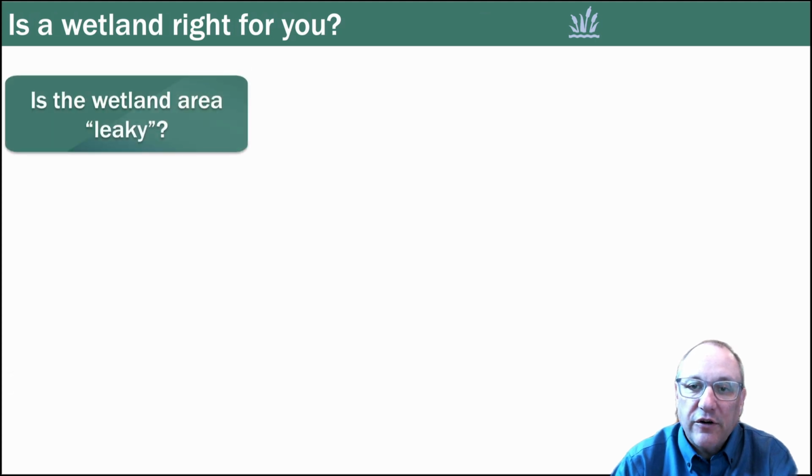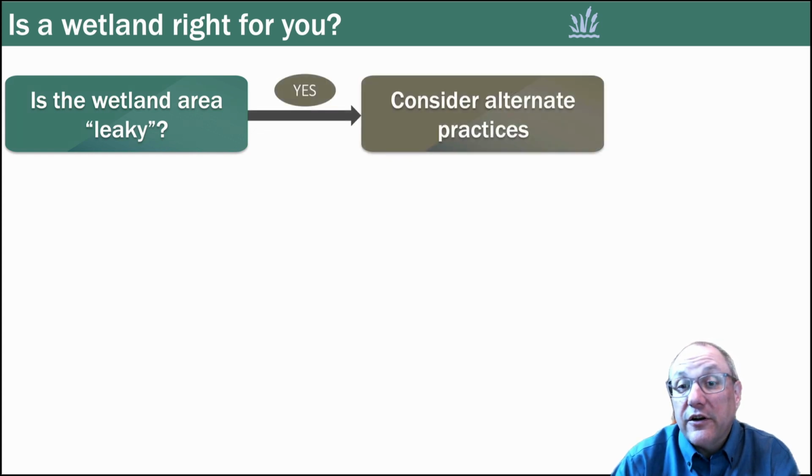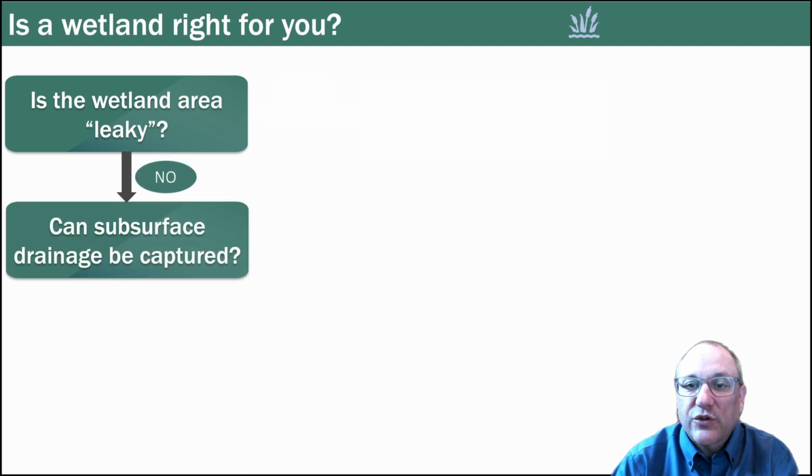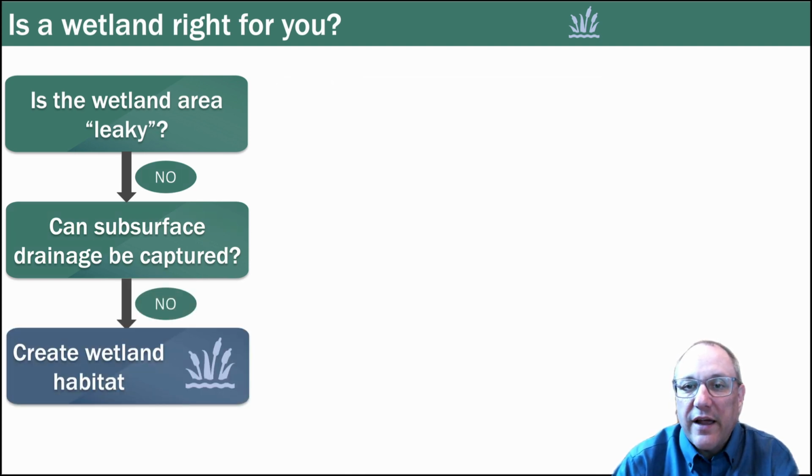So the first question here is whether the potential location is a site that would be leaky, so sites such as sands or gravels or karst areas where it would be difficult to hold water. If yes, then an alternative practice should be considered. If no, then the next question is whether it's a location where tile drainage could be captured for treatment. If the answer is no, it's still a site to consider for a wetland for habitat and other ecosystem services, even though it wouldn't be treating drainage water.